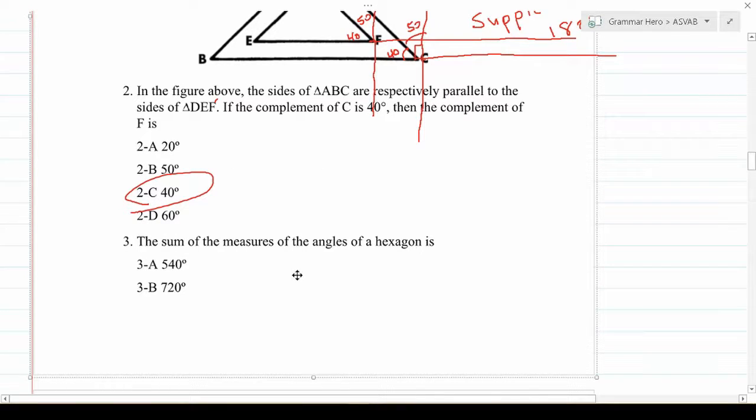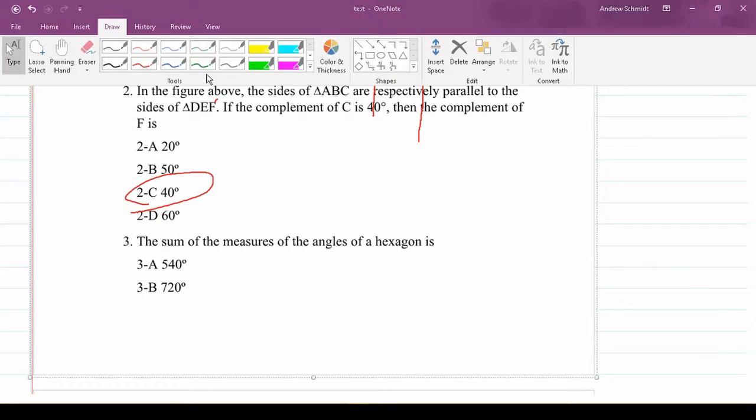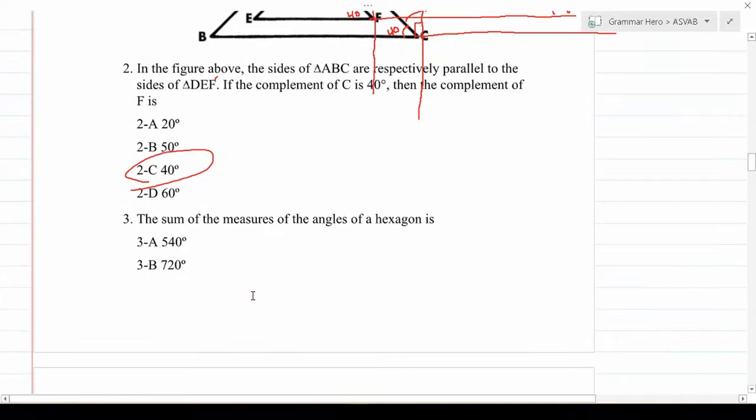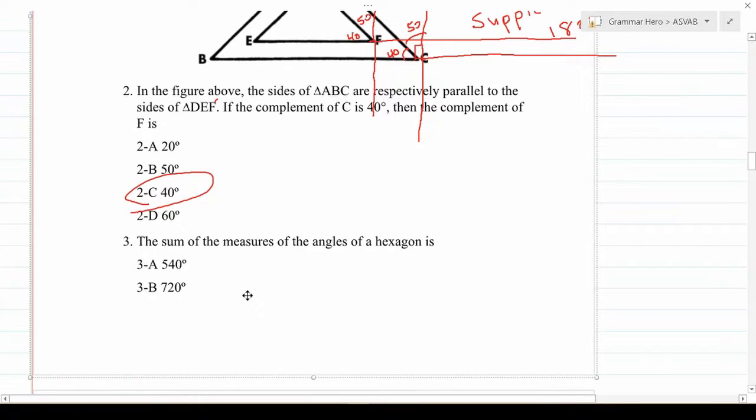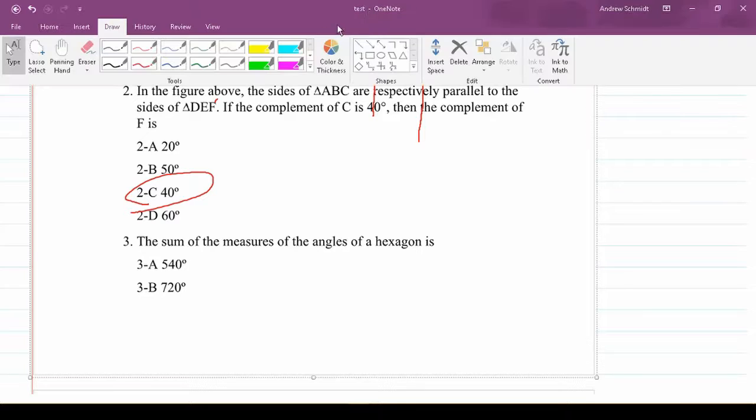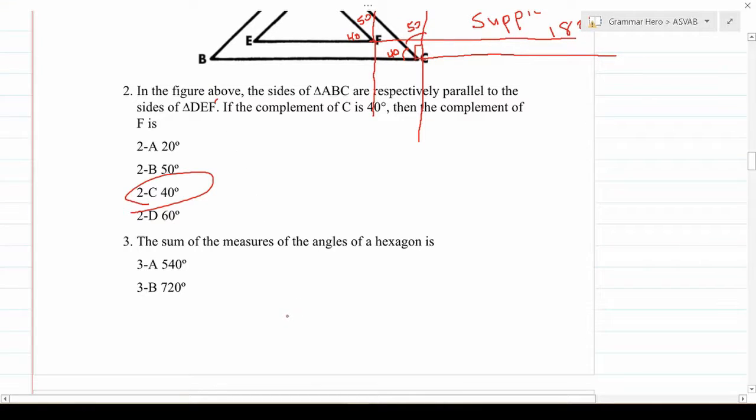Alright, number 3 is a very good question, unlike number 2. And you will see something like this potentially on the ASVAB. For some reason this OneNote's giving me some issues here, so just bear with me. Number 3, the sum of the measures of the angles of a hexagon is. So to find the sum of the interior angles of any shape, use this formula: 180 times n minus 2, where n is the number of sides in the shape.